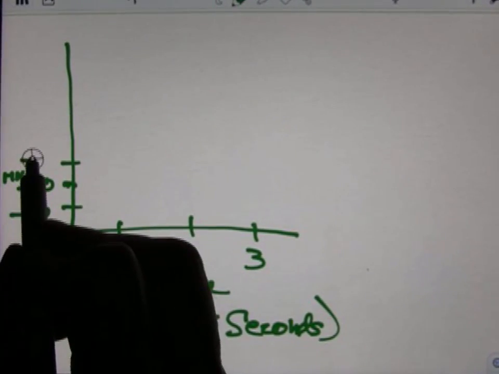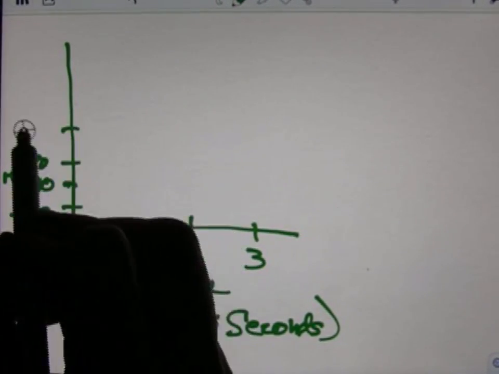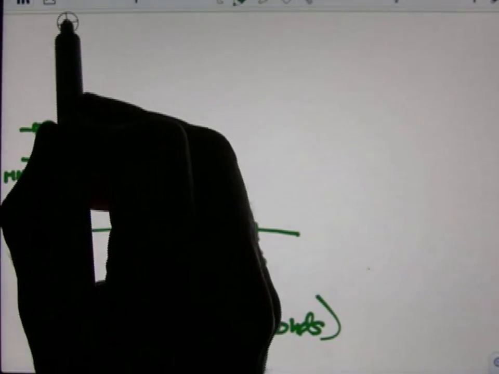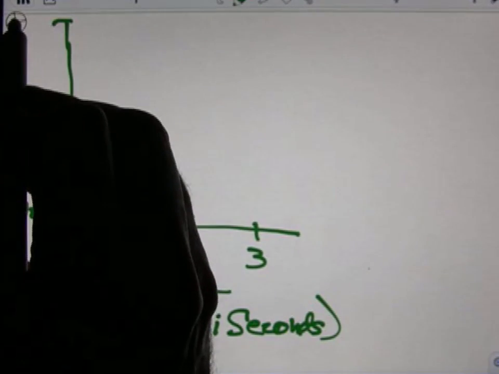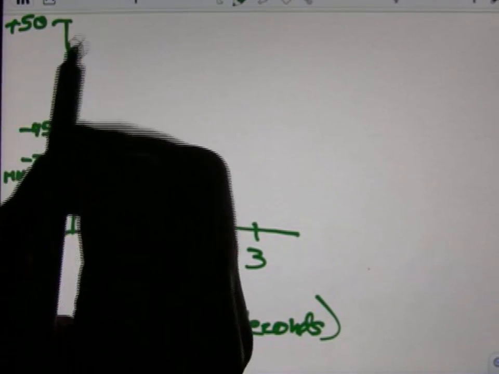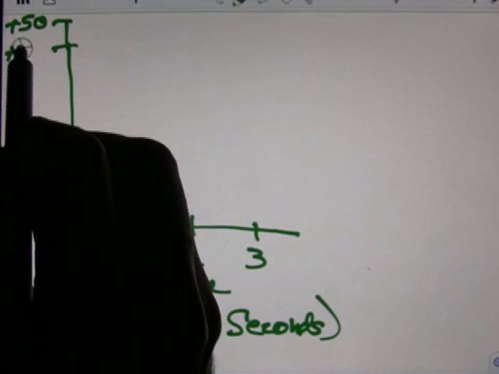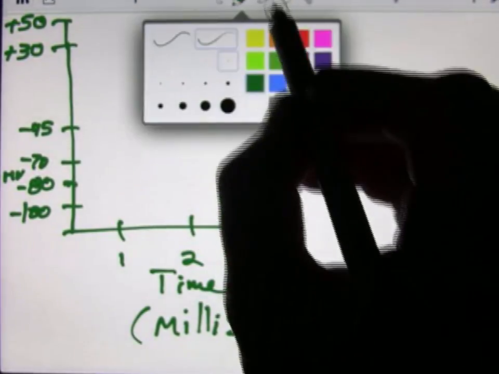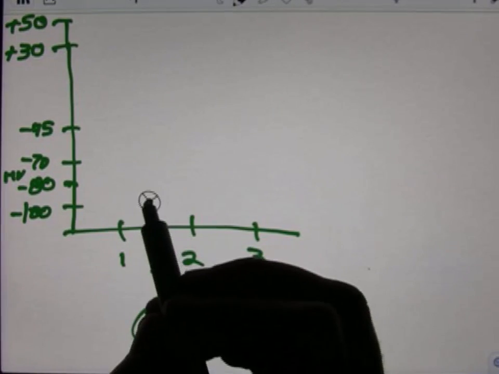Minus 70, where we start. Minus 45, which is threshold to open voltage-gated sodium channels. And way up at the top here, I'll put plus 50, the equilibrium for sodium, and plus 30, where a typical action potential goes. So let's trace through what happens. I'll talk about it, and then we'll sketch it out.